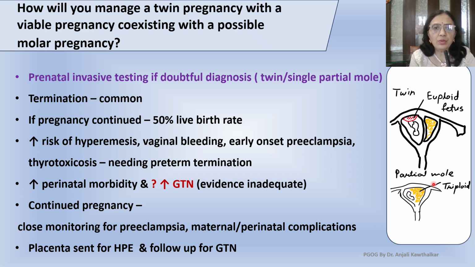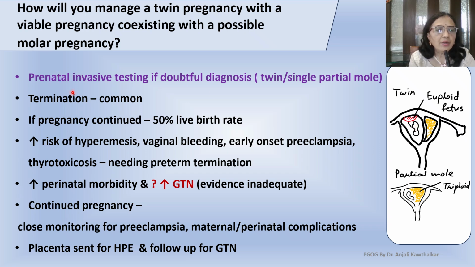When we do the invasive testing, that means either chorion villus sampling or amniocentesis as per the gestational age. The report will come normal if it is a twin pregnancy with one sac normal and a mole in the other sac. Whereas if it is a partial mole, the report will come as a triploidy. That is how invasive testing helps to differentiate between a twin pregnancy with one sac having a vesicular mole and the other sac having a normal pregnancy, or a partial mole.